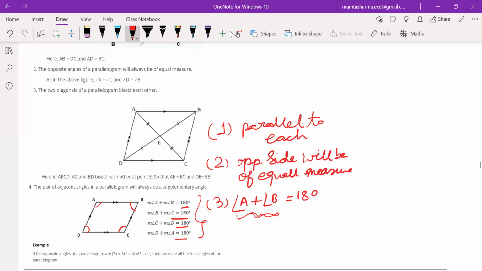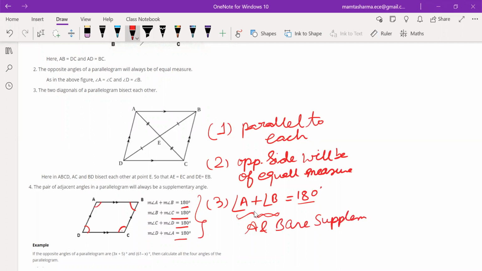Nityashri. Yes, ma'am. Okay, if the sum of two angles is 180 degrees, we can say angle A and B are supplementary angles. If two angles sum to 180 degrees, you can say angle A and B are supplementary angles.